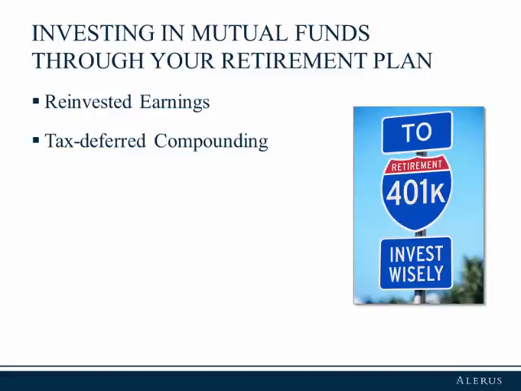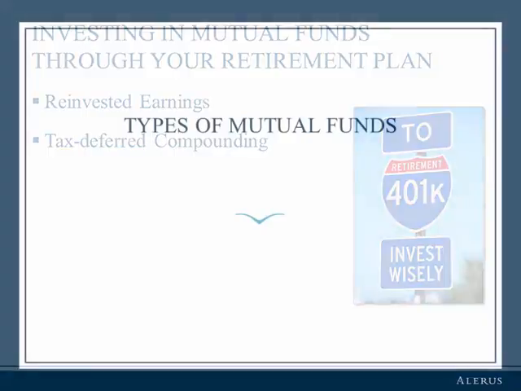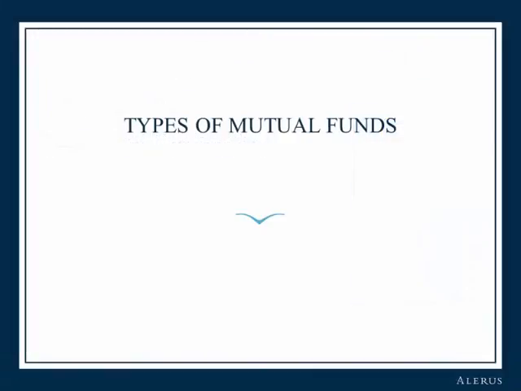When you invest in a mutual fund through your retirement plan, any interest, dividends, and capital gains earned by the fund are reinvested in the fund, which equates to buying more shares. In addition, no taxes are due on these earnings while they are in the plan. Over the long term, this tax-deferred compounding can allow your account balance to grow much faster than in a taxable account. Now let's take a look at the types of mutual funds usually found in retirement plans.